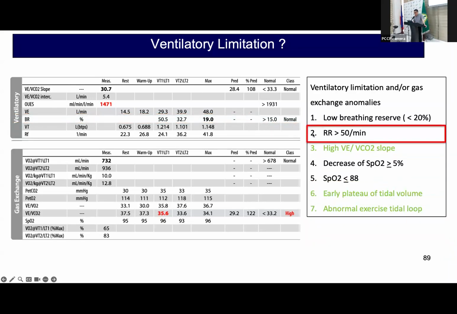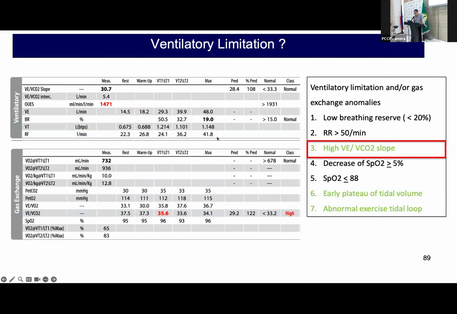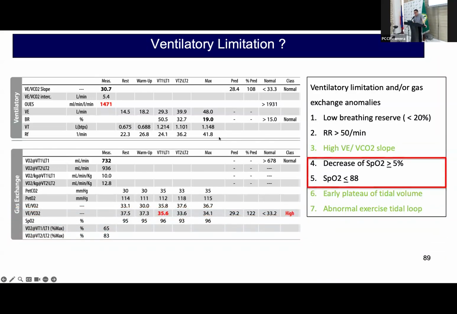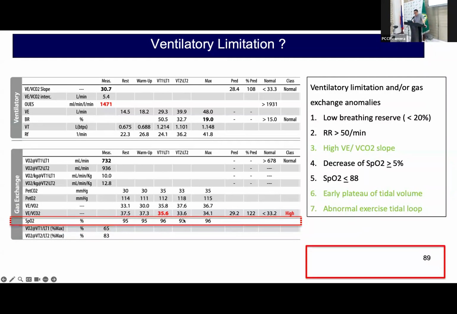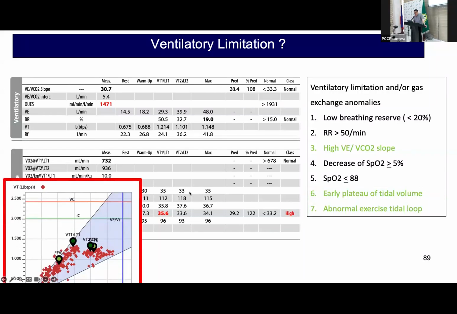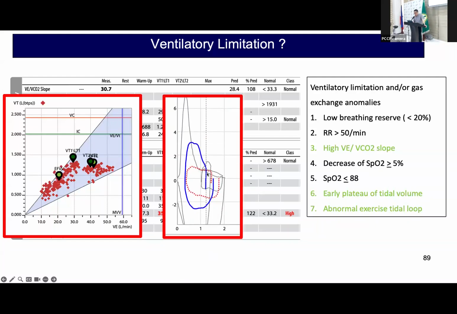Okay, so the respiratory rate is greater than 50. Okay, it is 41. Is there a high VCO2 slope? Yes, there is a high one. Okay, is there desaturation? There's no desaturation. Is there early plateau of the tidal volume or abnormal exercise tidal loop? Okay, you notice this is the tidal volume. It goes within the pathway, but it plateaus early here. So there's early plateau of the tidal volume. And again, you see the exercise tidal loop. That's dynamic hyperinflation, flow limited breathing pattern. So you're definite there's a ventilatory dysfunction impairment in the patient.